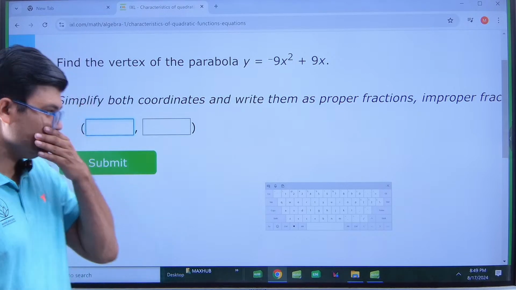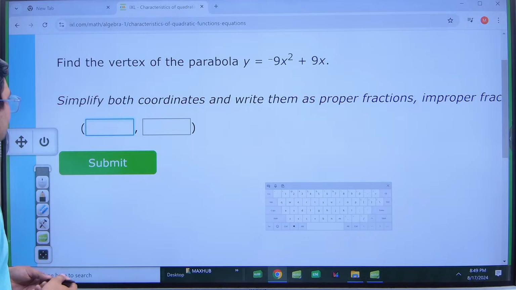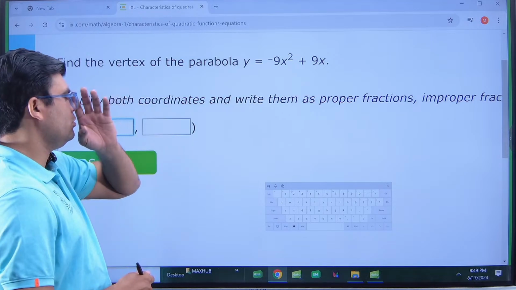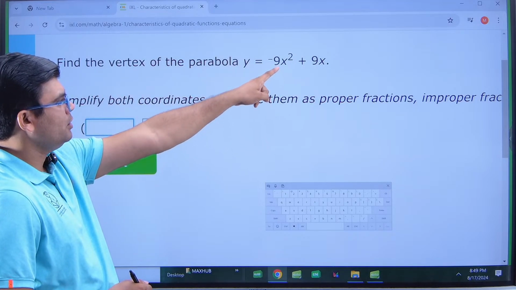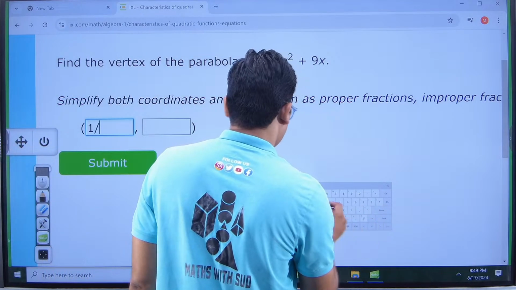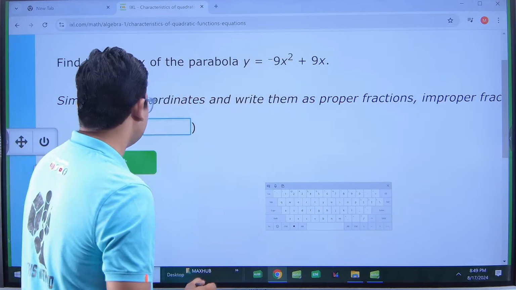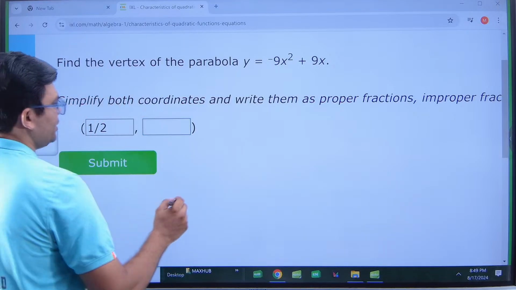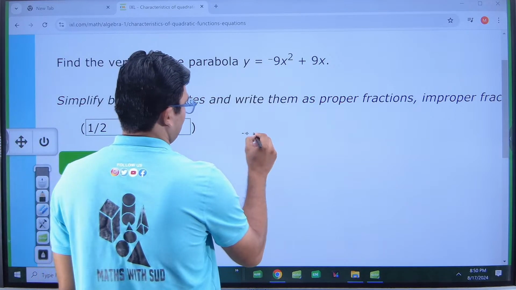Sir, 1 by 2, comma, wait. 1 by 2. So minus b upon 2a. Yeah, 1 by 2. So 1 by 2, comma, b minus times b square minus 4ac. What is your answer? Still doing, sir.